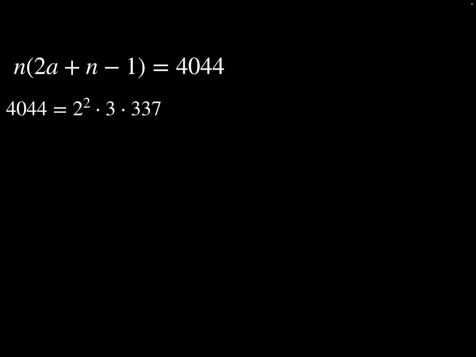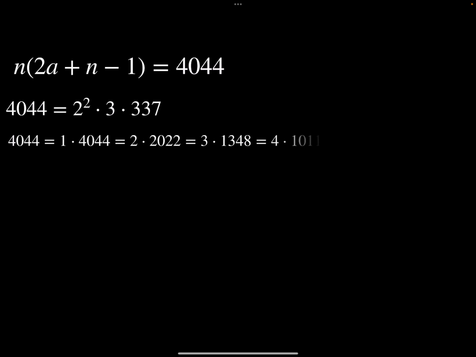So this tells us that 4044 can be written as 1 times 4044, or as 2 times 2022, or as 3 times 1348, or as 4 times 1011, or as 6 times 674, or as 12 times 337. Now, of course, because multiplication is commutative, we can interchange the order of multiplication. So that's going to give us another set of possibilities.